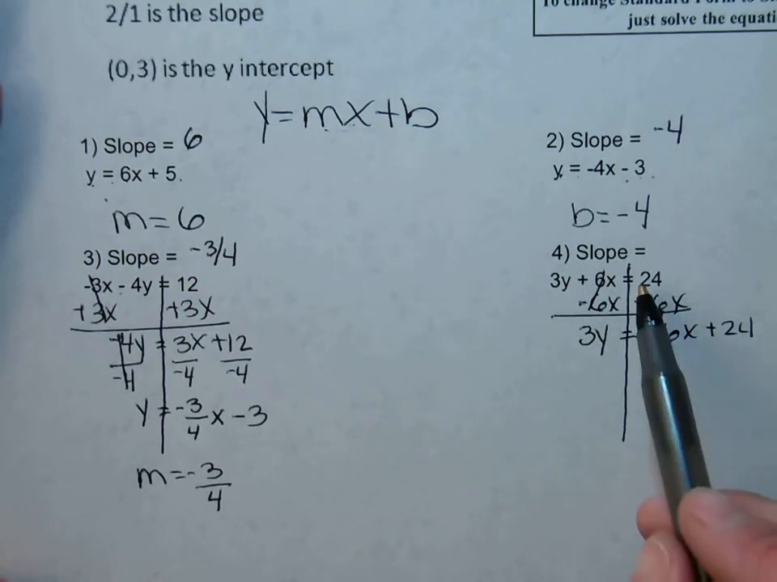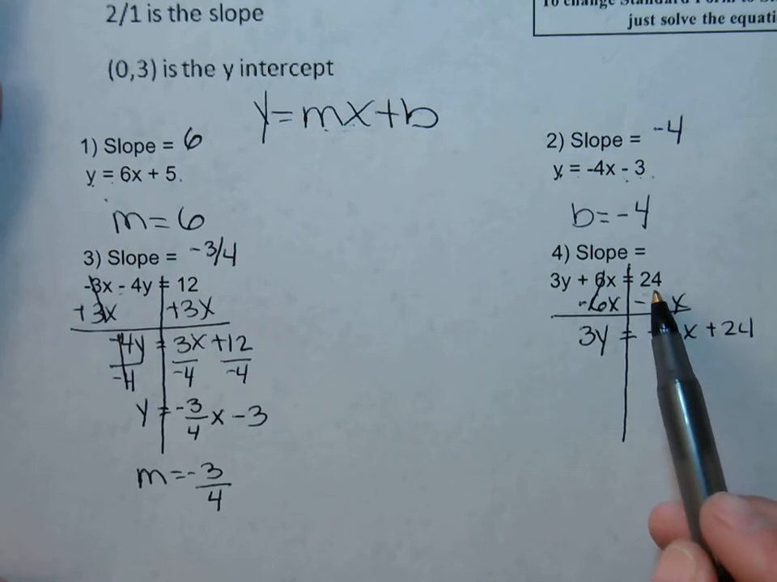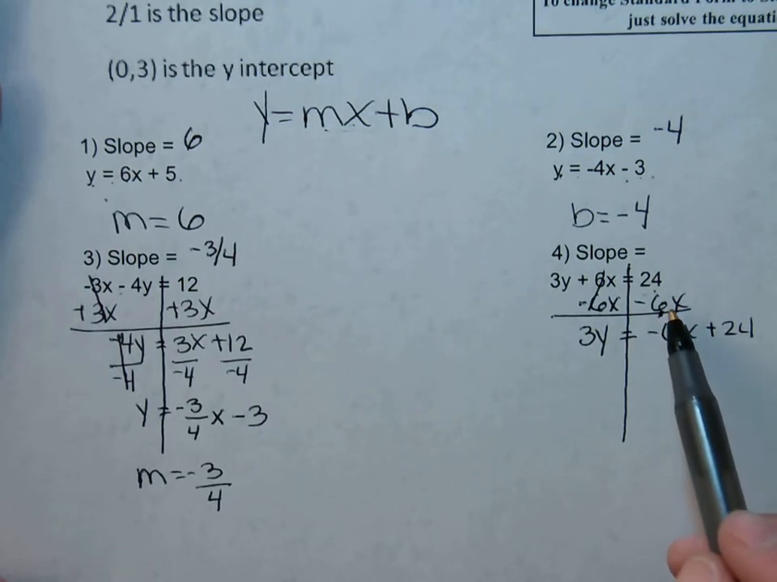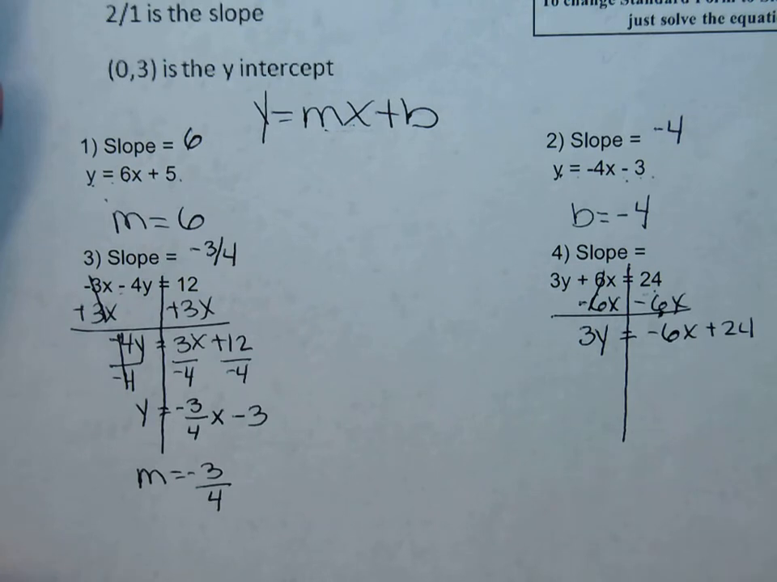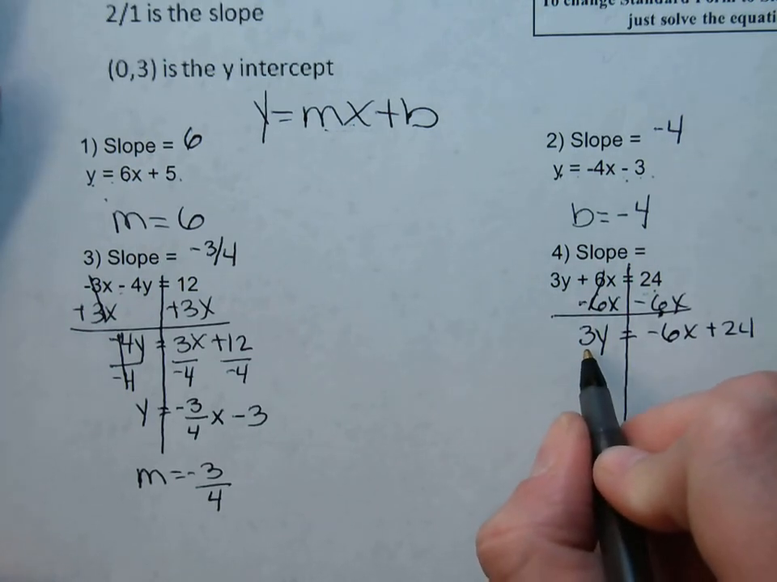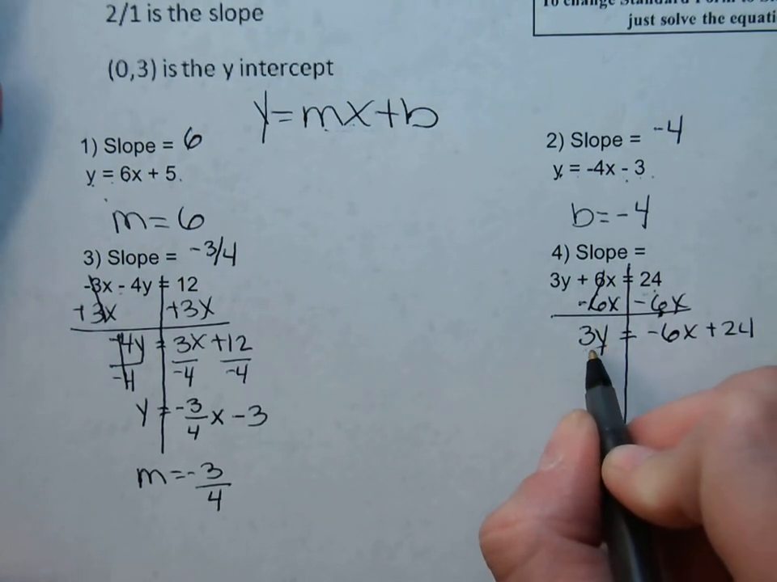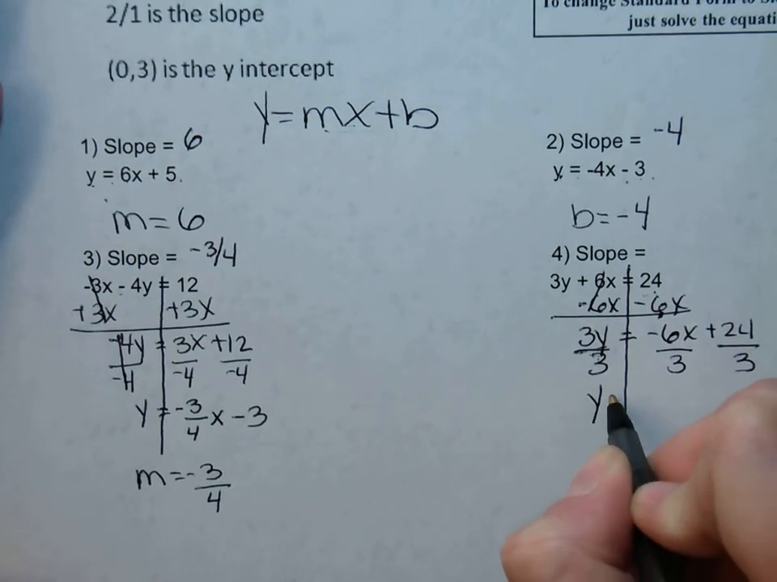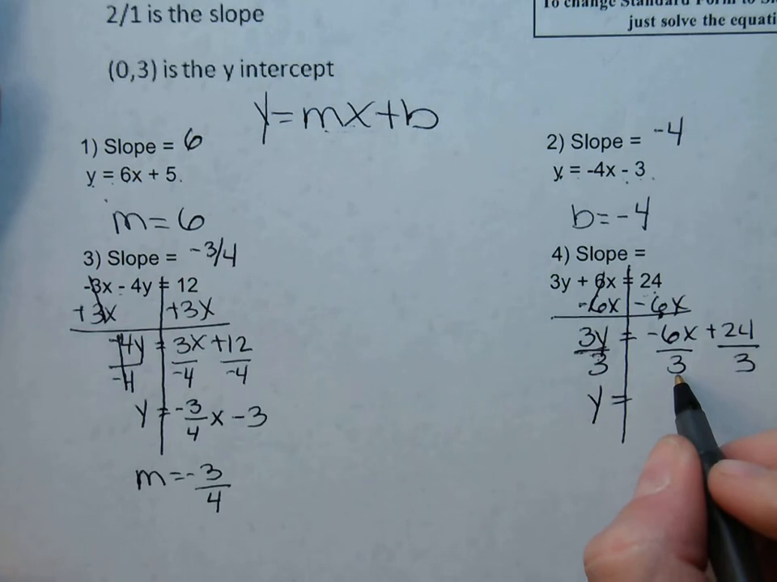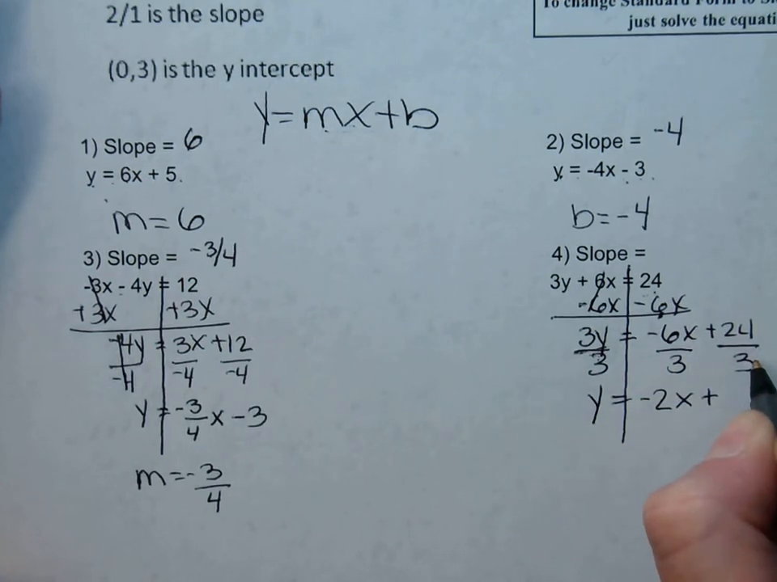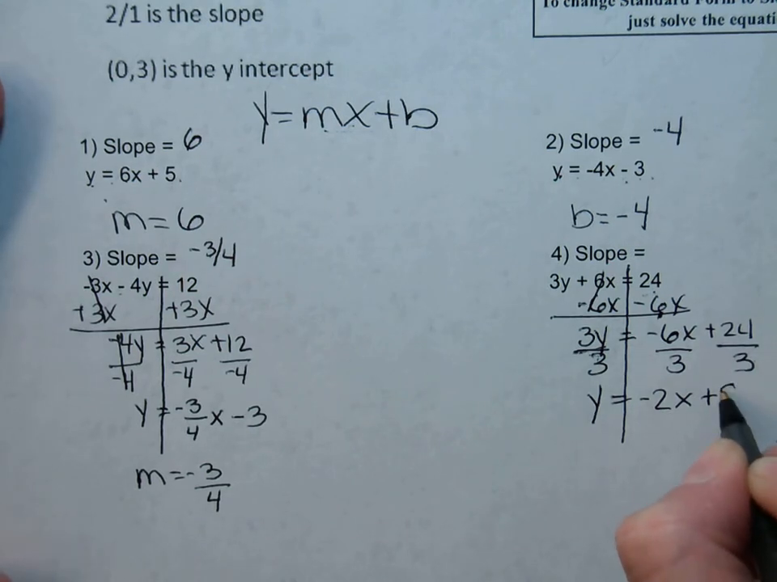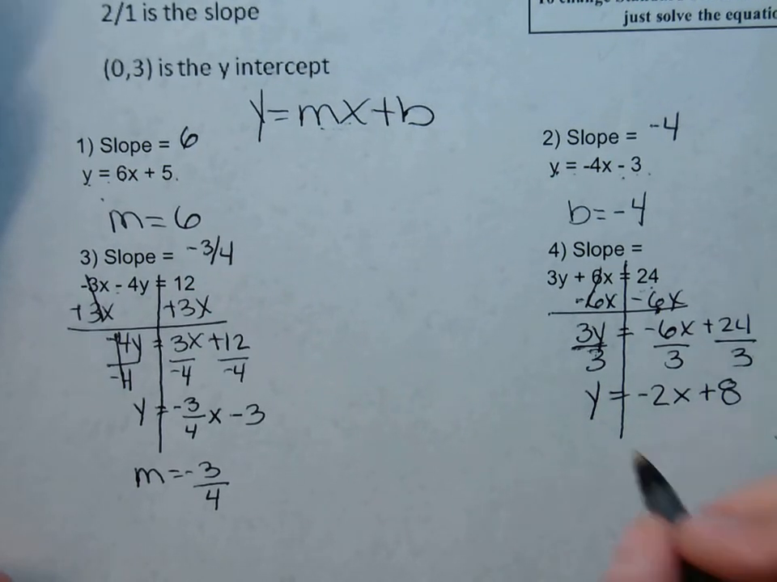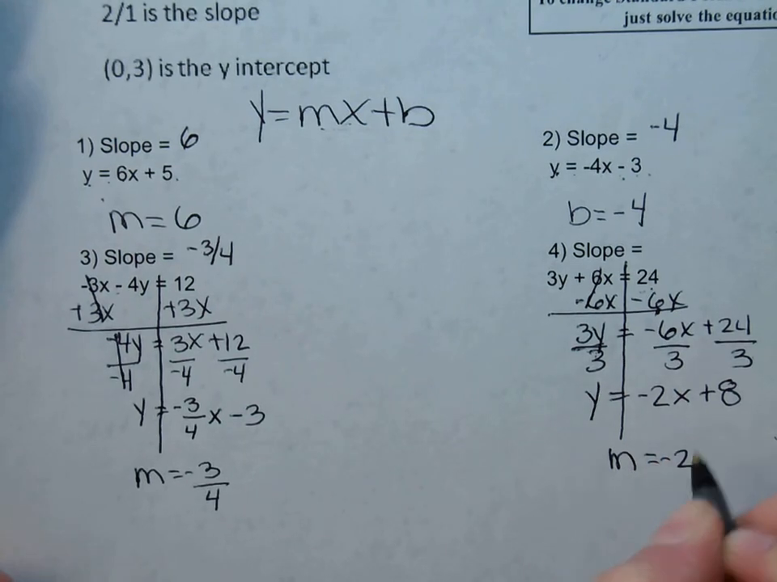And we put plus 24 because this is a positive 24. We cannot combine these because this has an x and this does not. Last thing we want to do is, since this is multiplying, we divide everything by 3. And I have y equals negative 6 divided by 3 is negative 2x plus 24 divided by 3 is positive 8. And my slope is negative 2.